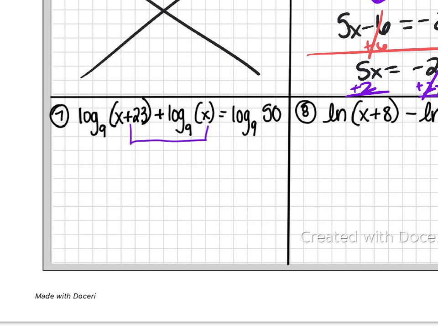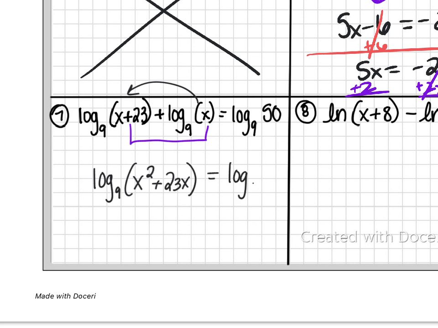Notice we've got 2 logs on the left. We have to get it to 1 log before we can start to solve. So we're going to do what with these 2 arguments? You just multiply them, right? We're going to do log base 9 of x times x plus 23, which is going to be x squared plus 23x because you distribute it.